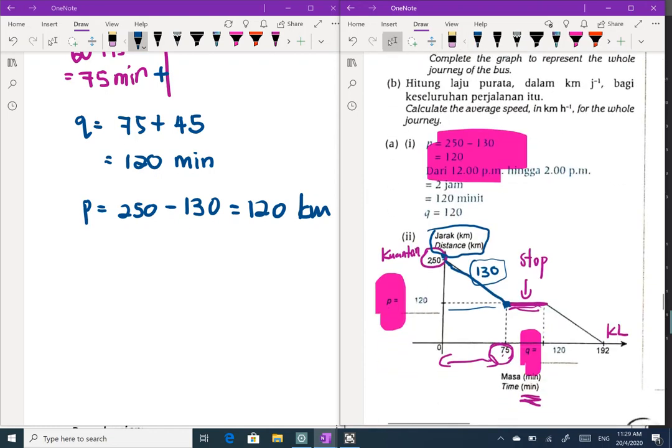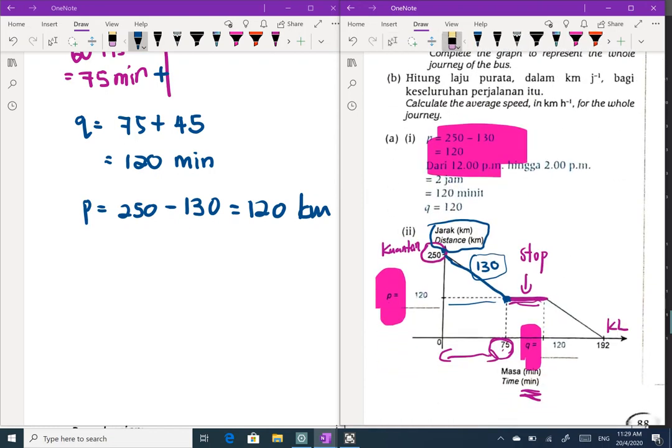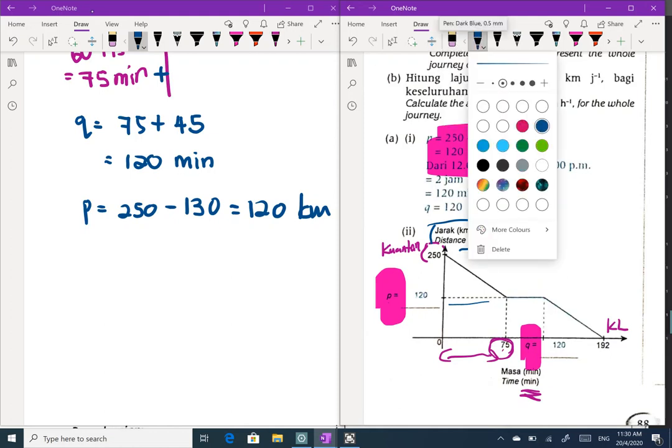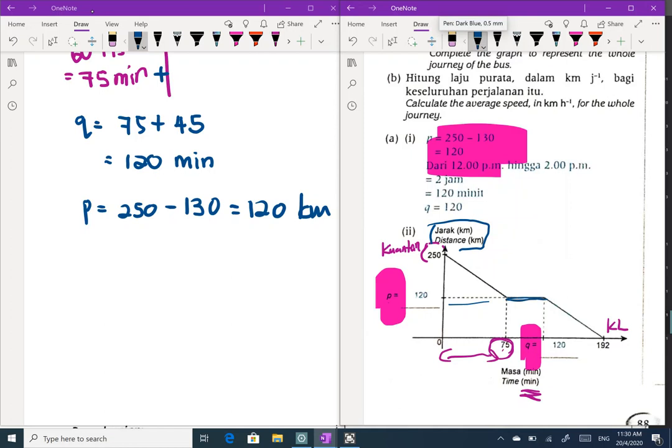2. Complete the graph. That means I don't know what your graph looks like. Is this one blank? 如果这里是 blank 的话，那么这里一定是平衡点了，它在这里 stop 了。Okay.